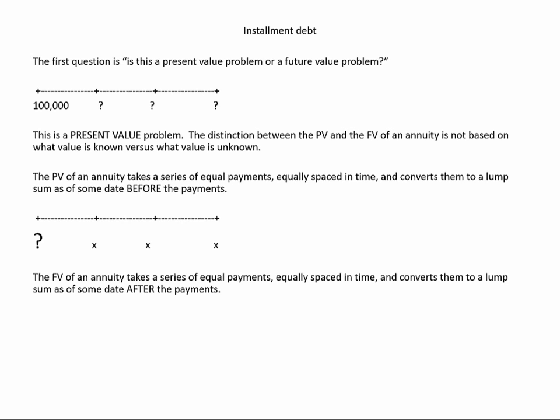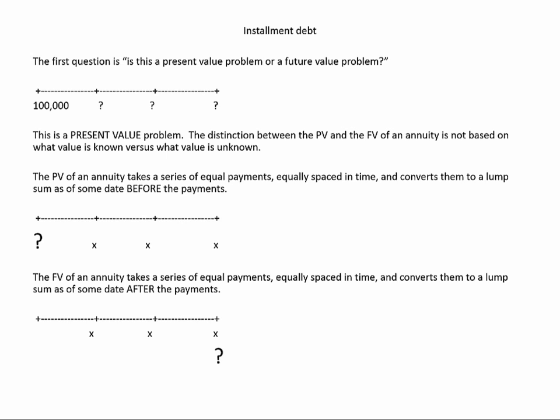The future value of an annuity takes a series of equal payments equally spaced in time and converts them to a lump sum as of some date after the payments. So again, in this case, we would take those 3 equal annual payments and equate them to some lump sum, equivalent amount as of some date after the payments. Again, that's the only distinction between a present value of an annuity and a future value of an annuity. It's not which is known or which is unknown. It's a question of, do you want the equivalent lump sum evaluated before the payments, or do you want the equivalent lump sum evaluated after the payments?